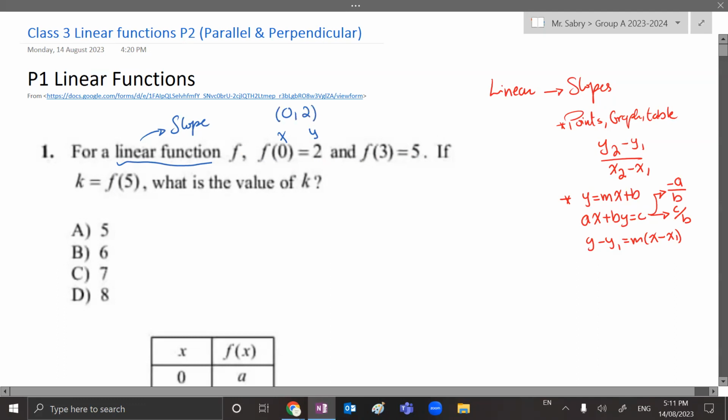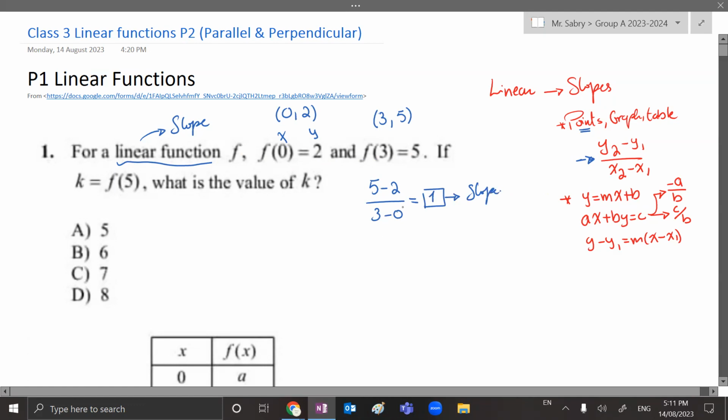This is a point. Well, this is another point. 3 على x, 5 على y. So أنا كده عندي points. So على طول هفكر في السلوب using this form. أعمل y2 minus y1 over x2 minus x1 هيطلع لي السلوب ب 1. What I got now is the slope.